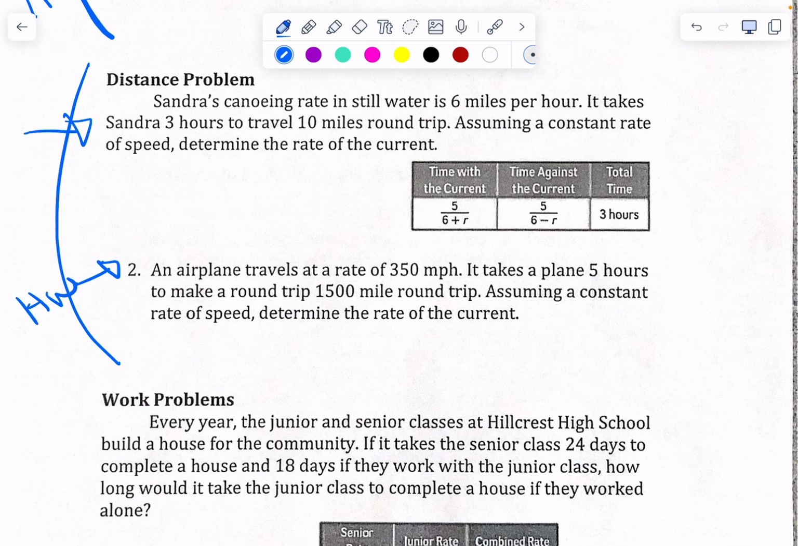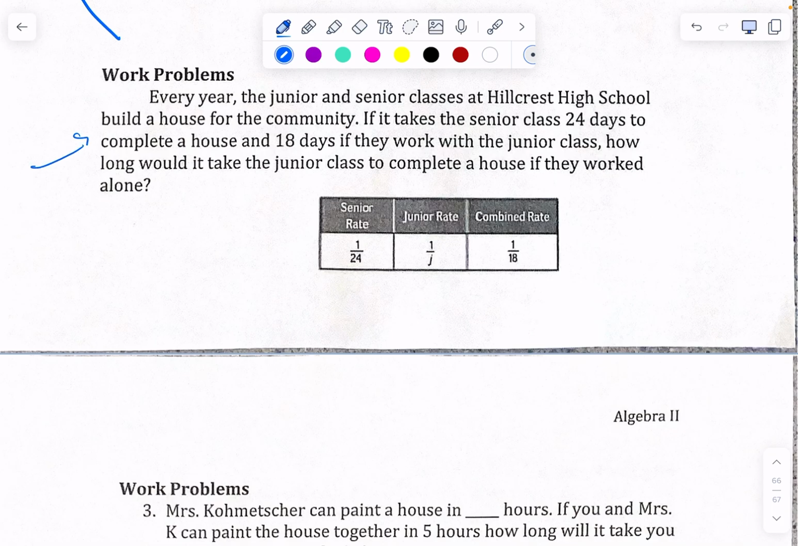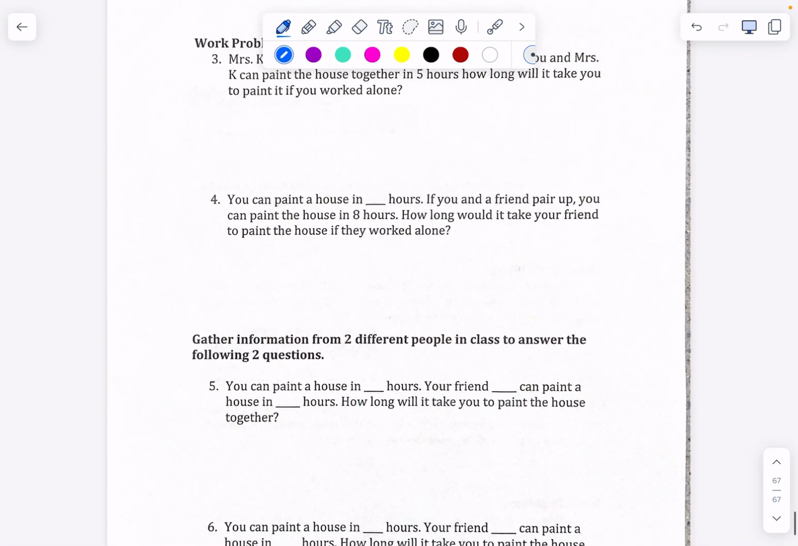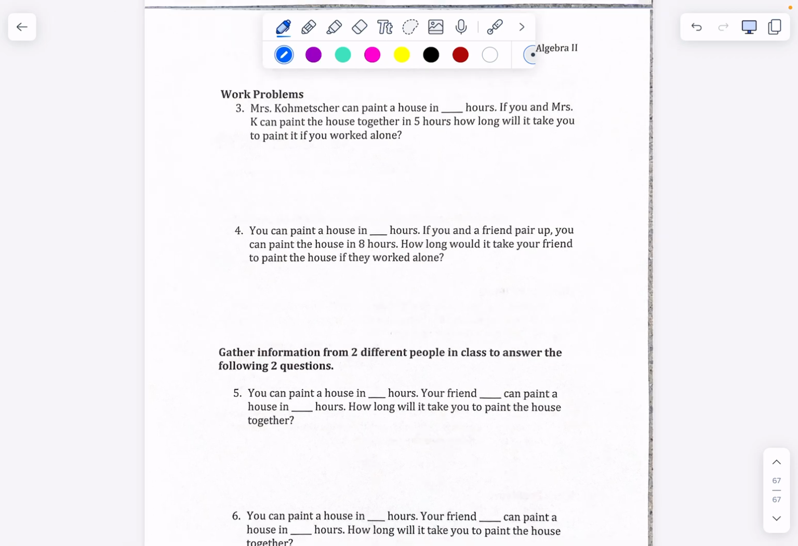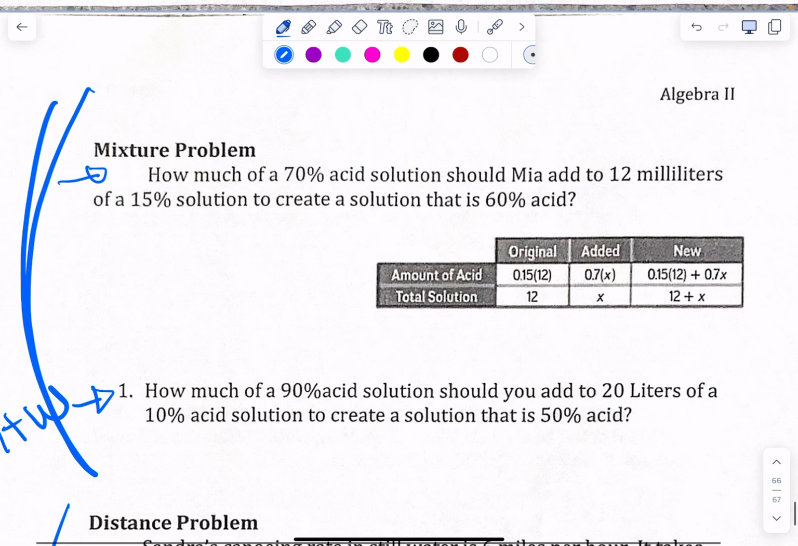Yes. Okay. And then we have work problems. So I'm going to do this one with you, and then I'm going to give you the numbers that you need, and you're going to find partners to do the work problems on the back side. I'll explain that when we get to it. Here we go. Well, before number 1, the intro to mixture problems.